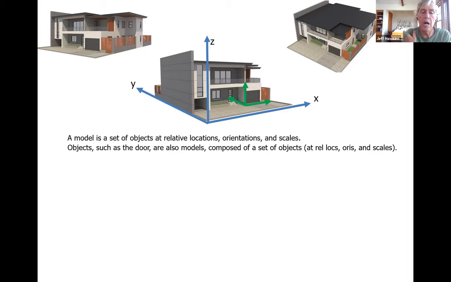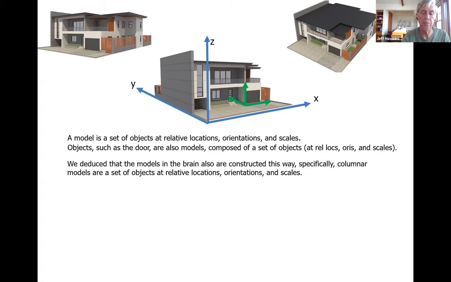And just to reiterate, a house is a set of objects, and an individual object such as the door is also a model composed of sets of objects, also at relative locations, orientations, and scales compared to the green reference frame. So it's a compositional model, like we were talking about with the coffee cup. Now, we had deduced that models in the brain are also constructed this way. We were confident of this. We are confident of it. It was a deduction that this is the way models are built in the brain.